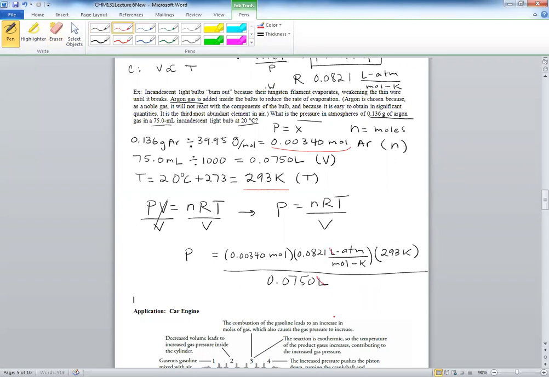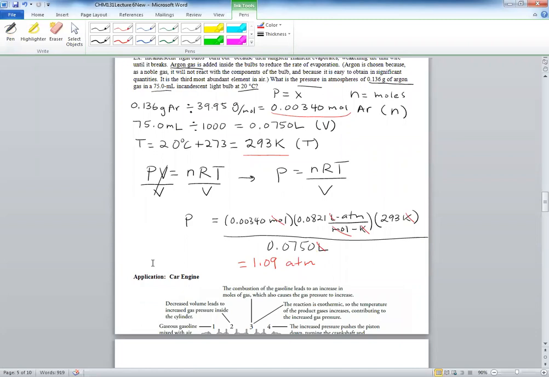Okay, so when we do this calculation, let's look at the units cancel out. Liters cancels out with the liters. K cancels out with K. Moles cancels out with moles, and we're left with ATM, which is what we need, or atmospheres. So the calculation would be to multiply by the top and then divide by the denominator. And that would give us 1.09 ATM, which is close to the atmospheric pressure.